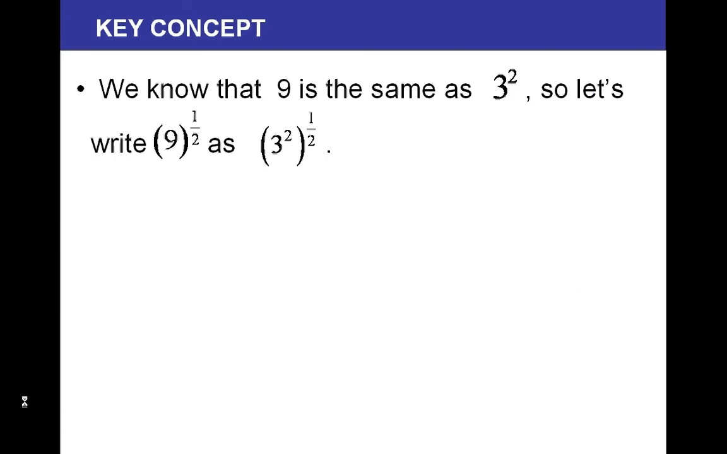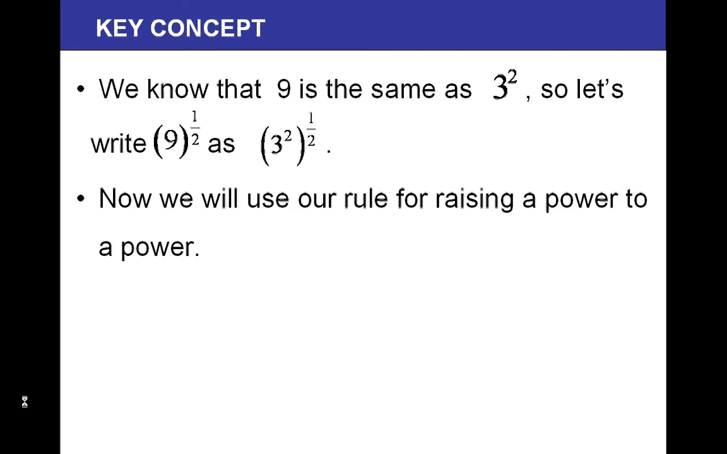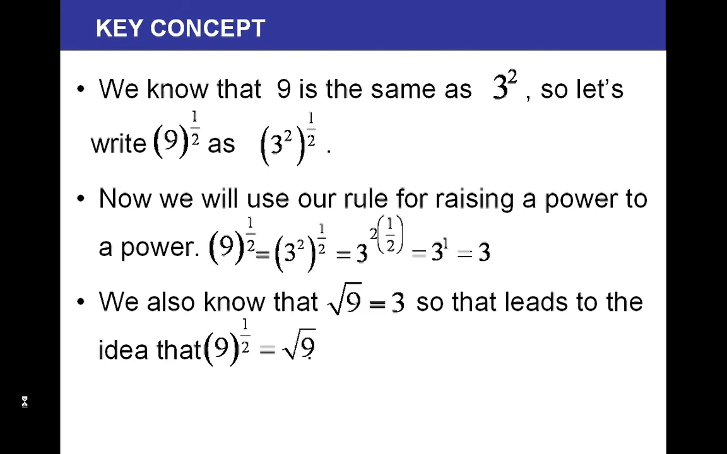We know that 9 is the same as 3 squared. So I'm going to write 9 to the 1/2 power as 3 squared to the 1/2 power. Now, if we use our rules for raising a power to a power, 9 to the 1/2 is 3 squared to the 1/2. Remember that we multiply our inner exponent times our outer exponent. And 2 times 1/2 is 1, so this is 3 to the first power, or simply 3. So it looks like 9 to the 1/2 power is actually equal to 3.